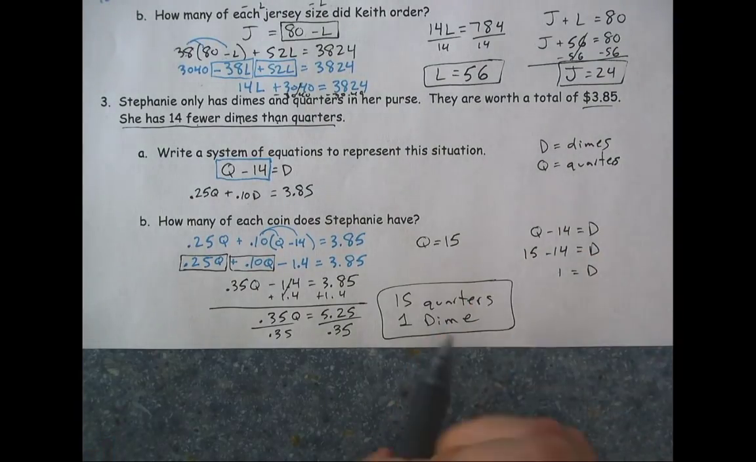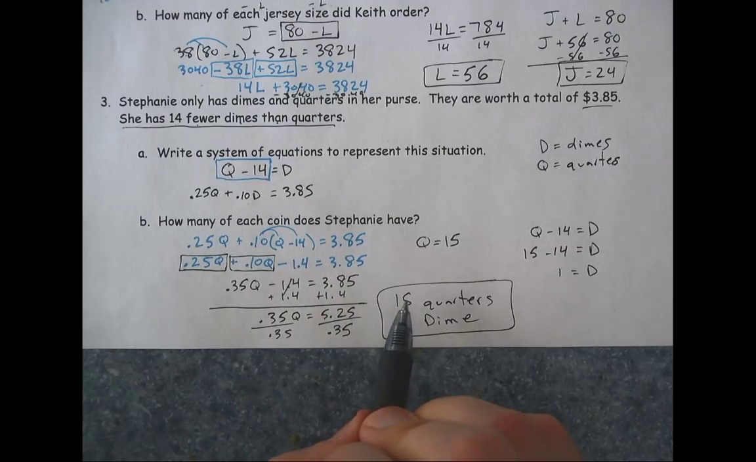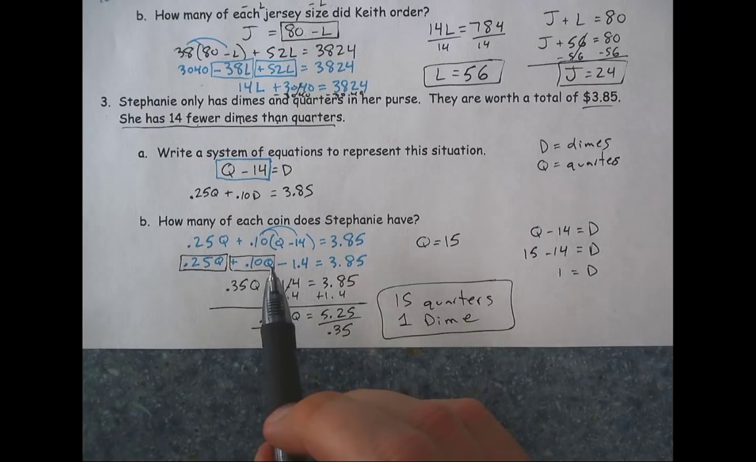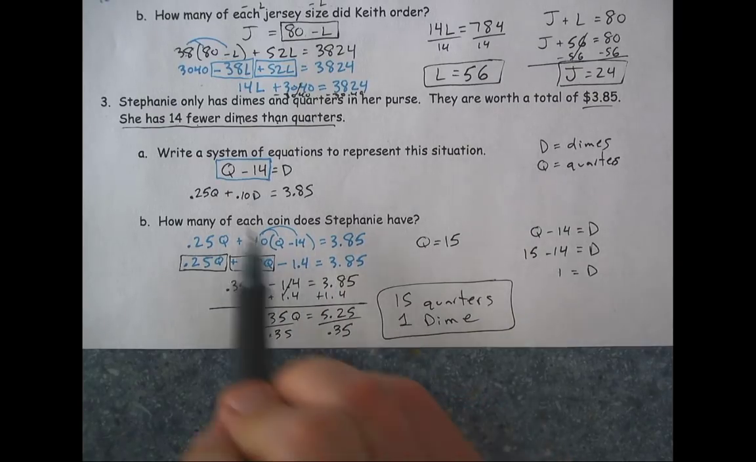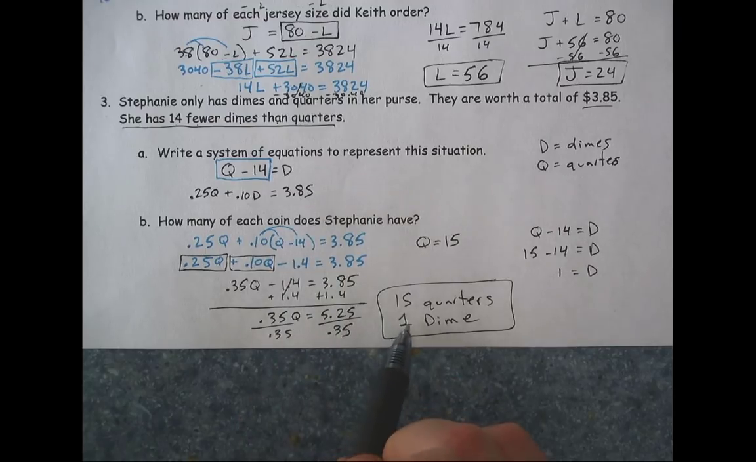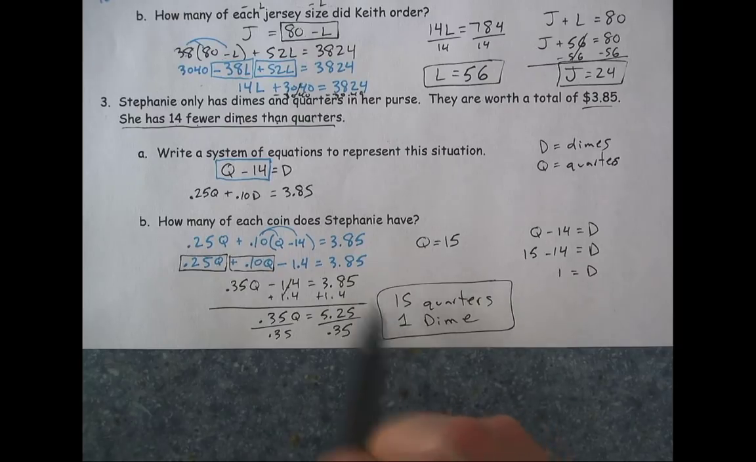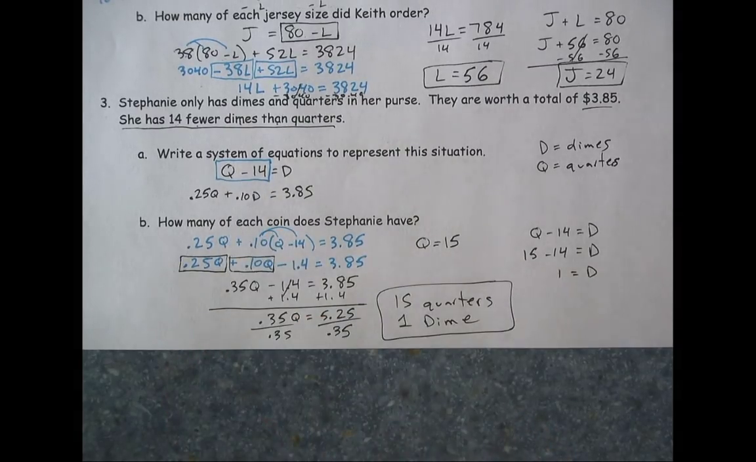And again, you can go back and double check it. If there's 15 quarters, do 25 cents times 15. And if you try that, you get $3.75. And then if you think about it, that means I'm only 10 cents short here while I have 1 dime. And so that gets me to that amount. So I've got the perfect 2 numbers that satisfy both equations here.